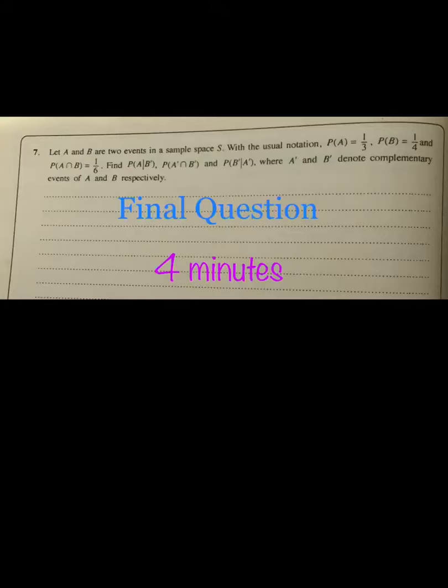Let's move on to the next question. So let's move on to our final question. Let A and B be two events in a sample space S with the usual notation, P(A) is equal to 1/3, P(B) is equal to 1/4, and P(A intersection B) is equal to 1/6. Find P(A intersection B') and P(B|A'), where A' and B' denote complementary events of A and B respectively. So this will be our final question, and we'll take 4 minutes for this question.